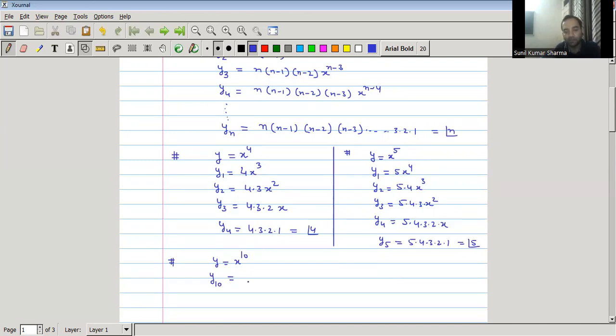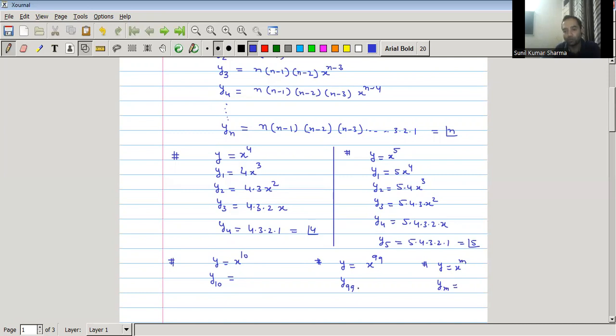Yes, you write it in your notebook and check whether your answer is correct. So if I take y is equal to x to the power 99, what is y99? If I have y is equal to x to the power m, where m is any positive number, then what is ym?